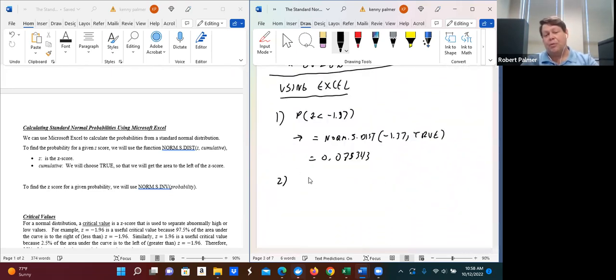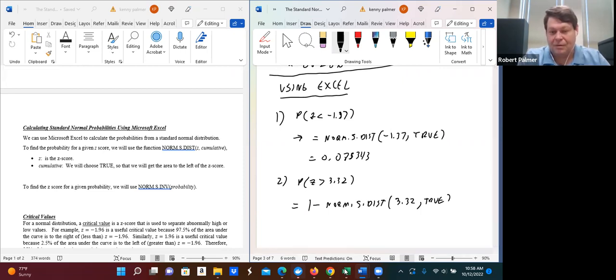All right, so for number 2, we have the probability that Z was greater than 3.32. We can do the same thing. In Excel, we can do this as 1 minus norm.s.dist of 3.32, and then true. Because once again, this gives us, as we did with the table, the area to the left of this, and then we do 1 minus that to find the area to the right.